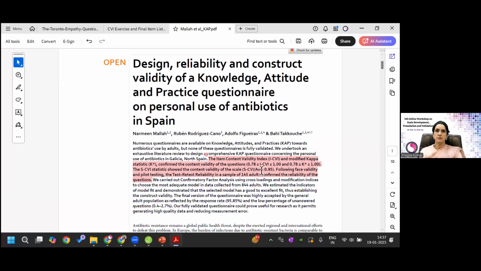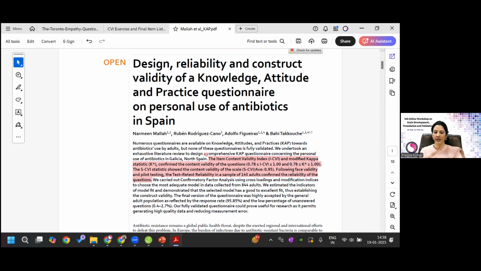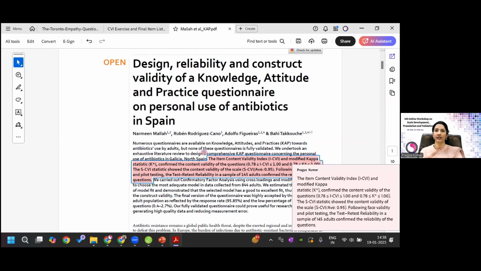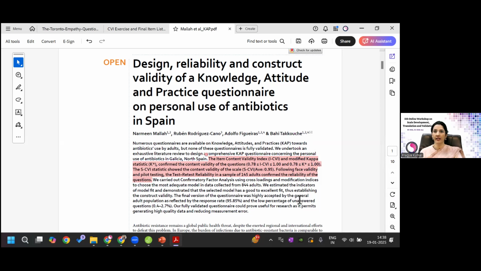Now you see how they have written. If you see this abstract, they have written that numerous questionnaires are available on knowledge, attitude, and practice. I will only tell you the content which we have covered till now. You can see that they have also done the item content validity index and the modified kappa. We have not told you the modified kappa. That can also be done, but for now we have told you the content validity index. They have calculated the content validity index and reported the SCVI and the ICVI. The SCVI, the overall CVI of the scale, is 0.95.